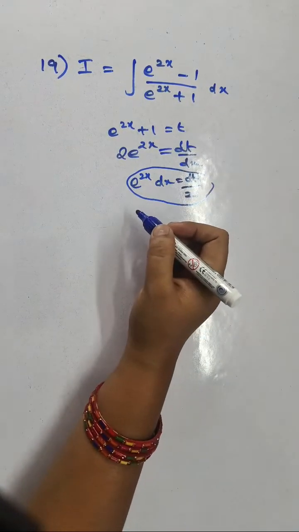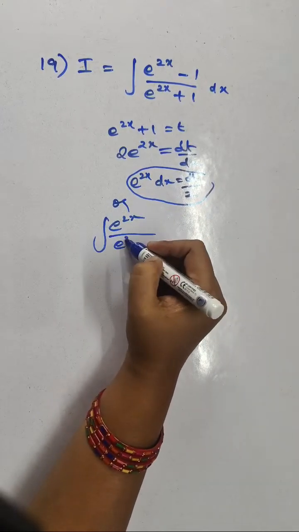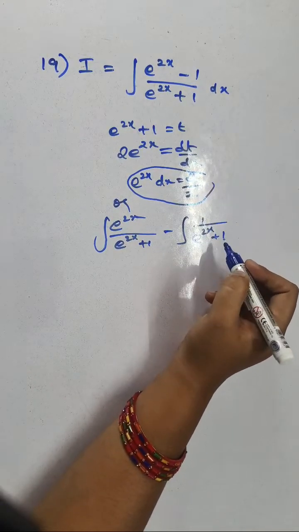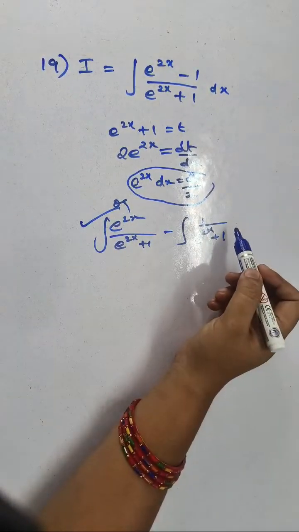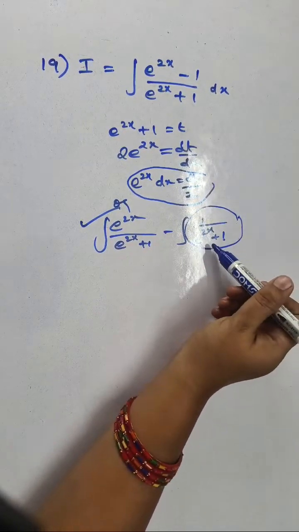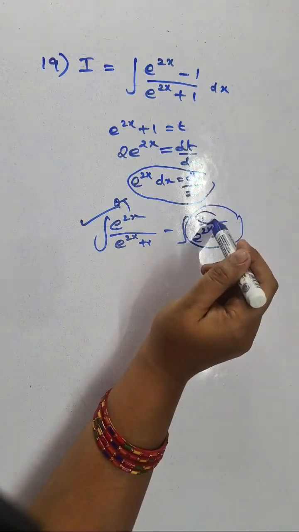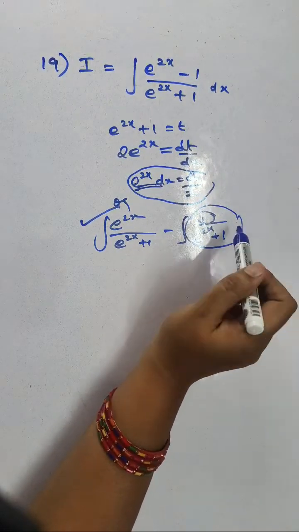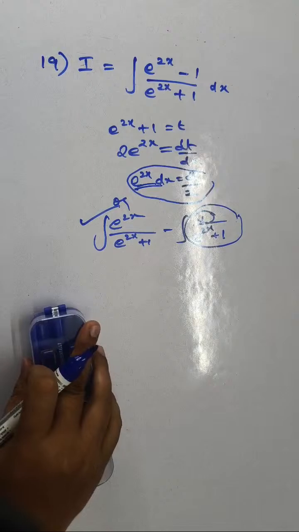So that is difficult. Or if we split the terms, e power 2x by e power 2x plus 1 minus 1 by e power 2x plus 1, but then also you will find it difficult. For here you can easily substitute, but here you can't find the term to substitute, because here you have e power 2x plus 1 that you have taken as t, but in the numerator you don't have this term to replace. So that is why even if you split the terms, you can't easily solve.